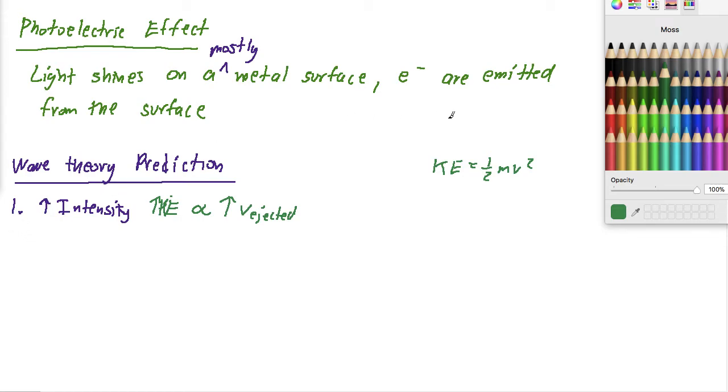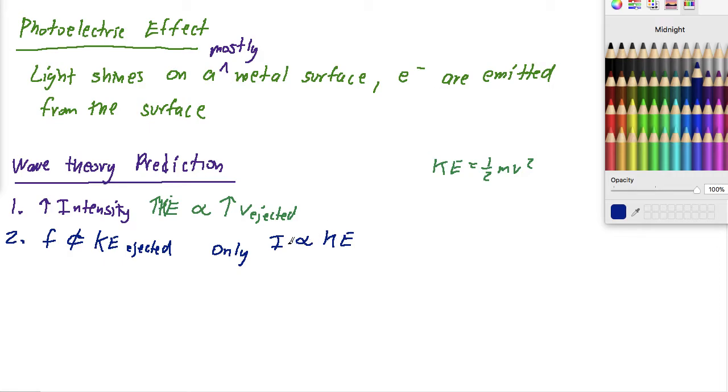The second prediction is that frequency has no relationship, or is not proportional at all, to the kinetic energy of the electron ejected. So only intensity, so the kinetic energy is purely directly related to the intensity of it. So that's the wave theory prediction.